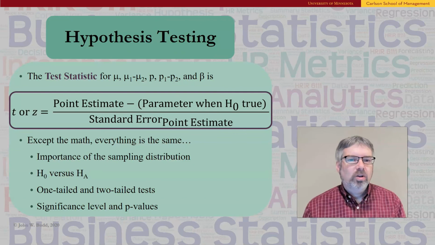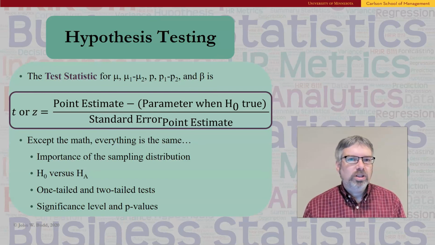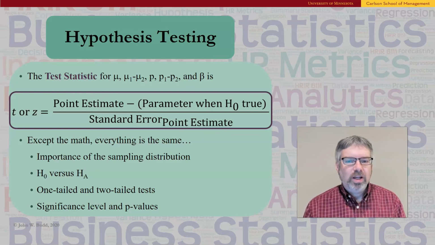So to summarize, we can use the same standardized test statistic approach to test hypotheses about single means, differences in two means from independent random samples, a single proportion, differences in two proportions, and regression coefficients. And except for the math, everything is the same. Whether we're doing single means or any of these other cases, the sampling distribution and the properties of the sampling distribution are critical.